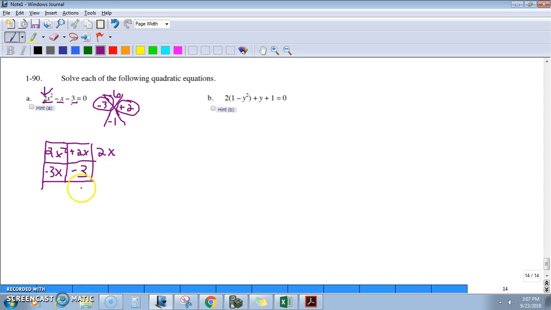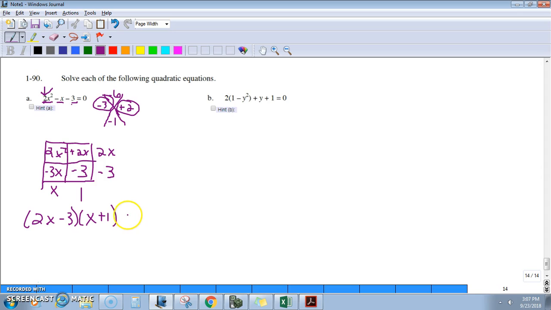2x times what gives me 2x? That's just 1. 1 times what gives me negative 3? That's just negative 3. Negative 3 times what gives me negative 3x? That's just x. So I have factored this. I know that 2x squared minus x minus 3 is the same as 2x minus 3 times x plus 1. But I haven't solved it.